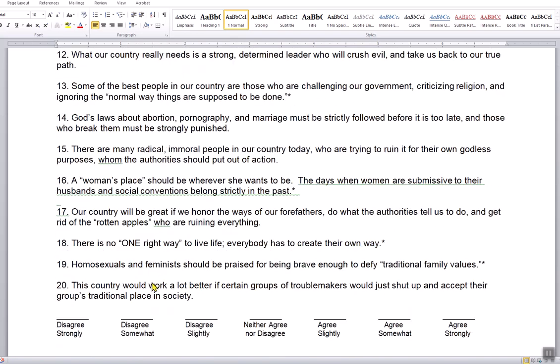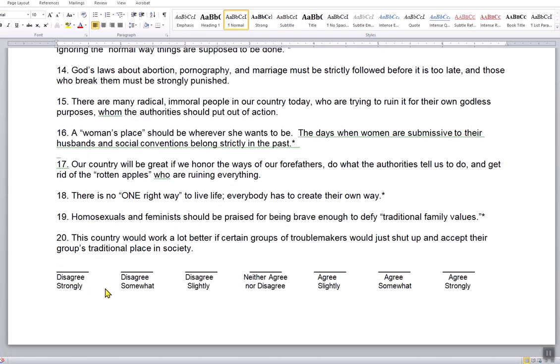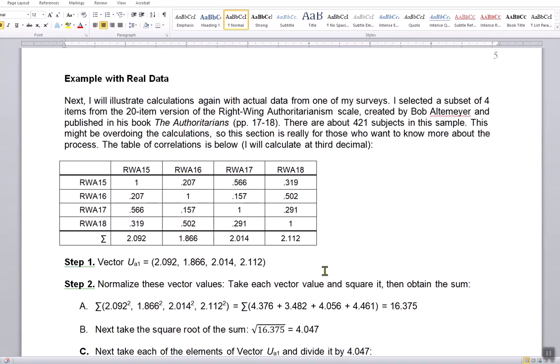So there are 20 items on the scale, and it's scored using a 7-point scale, sort of the standard Likert type scale, as they say, from strongly disagree to strongly agree. These are called the anchors of the scale. And this would be a 1, a 2, a 3, a 4, 5, 6, 7. So with that in mind, let's go back to the example.